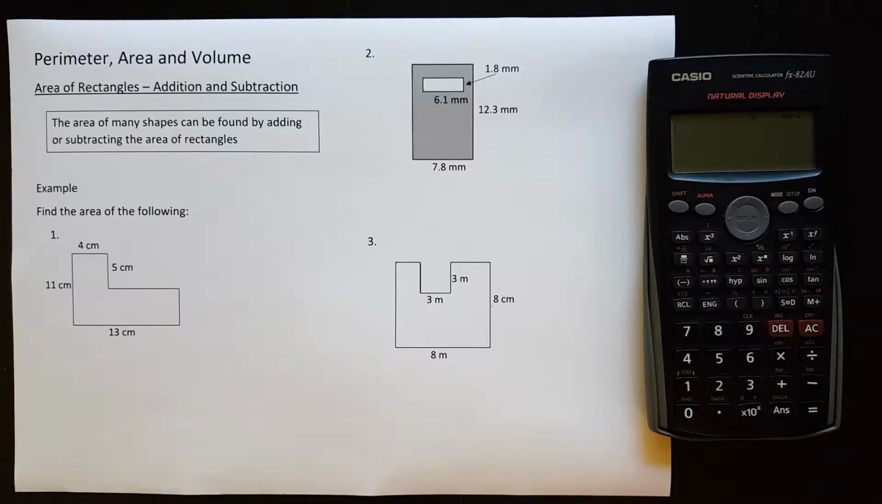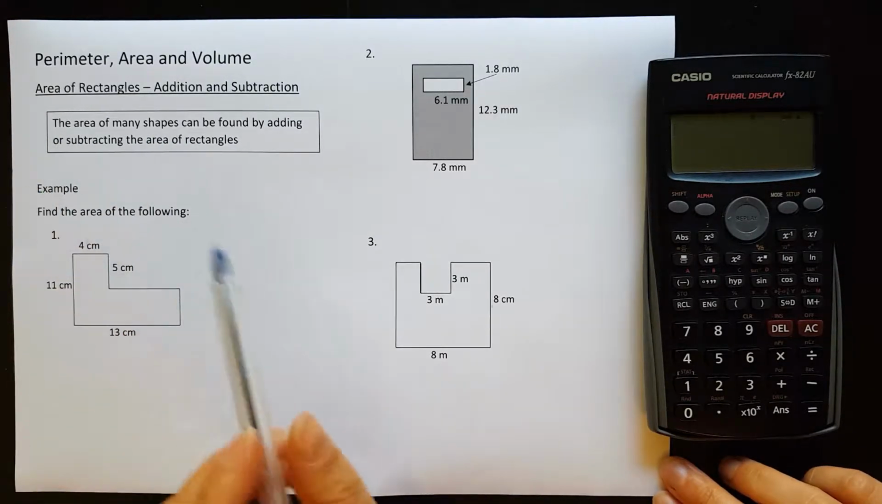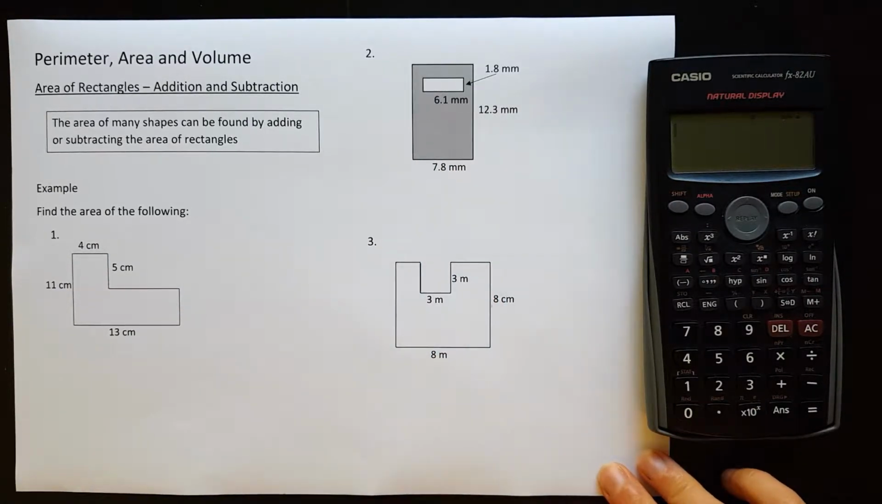Today we're doing perimeter, area and volume, and we're doing the area of rectangles, but we're going to have to add and subtract our areas today. So the area of many shapes can be found by adding or subtracting the area of rectangles. You can see the examples that we have to do here today. It's not just one rectangle. We have a combination of rectangular shapes joined together.